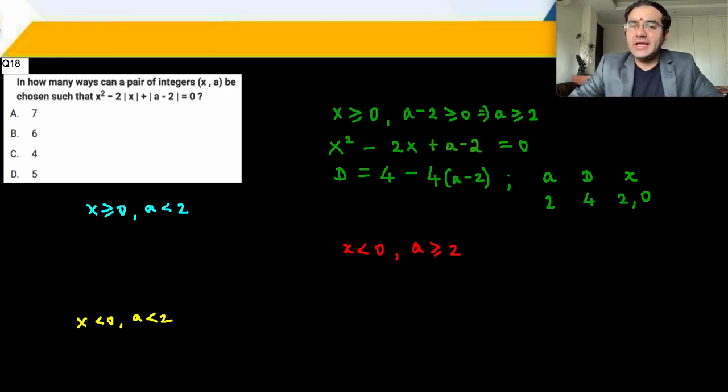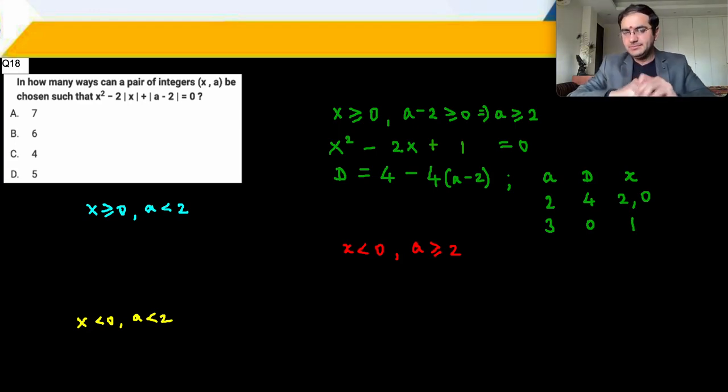Now let me try a equal to 3. When a is 3, the discriminant is now 0. D equal to 0 means equal roots. So when I put a equal to 3, I will get 1 over here. x square minus 2x plus 1 is 0. That means x is equal to 1. And I have one more solution now. So now when I put a equal to 4, the discriminant becomes minus 4 and values of x will not exist. Therefore, for this initial first case, green color, I have 3 solutions.